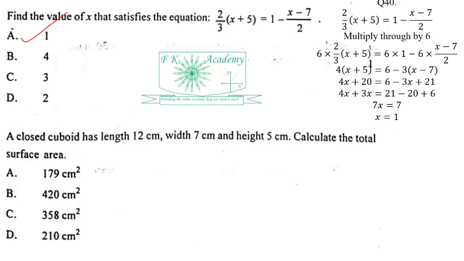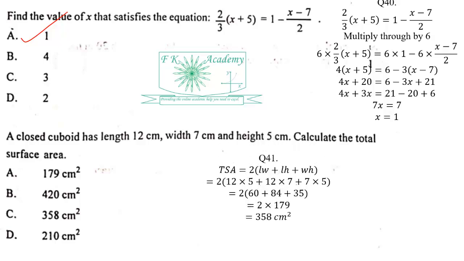A closed cuboid has length 12 centimeters, width 7 centimeters, and height 5 centimeters. Calculate the total surface area. The total surface area should be 358 centimeters squared.